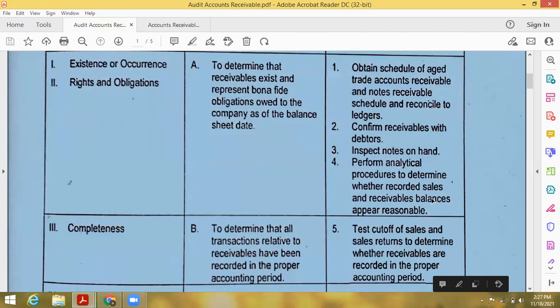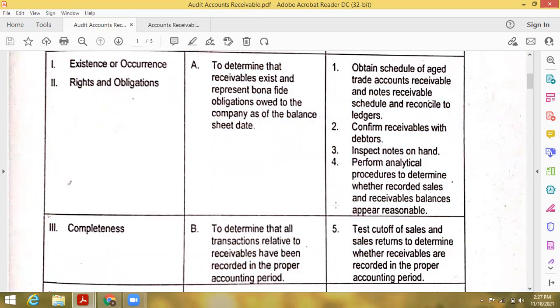Perform analytical procedure to determine whether the recorded sales and receivable balance appear to be reasonable. So dito, pag perform analytical procedure, check mo yung sales. Sales, ito yung sales ko, ito yung collection. Yung hindi pa nakokolekta, yun dapat yung receivable. Ganun lang naman yun eh. So total sales minus total collection. Yung difference ng dalawa, yun yung dapat na accounts receivable kasi yun yung hindi pa nakokolekta. Pag hindi yan tumugma dun sa nakalagay na accounts receivable sa aklat, merong problema yung accounts receivable.